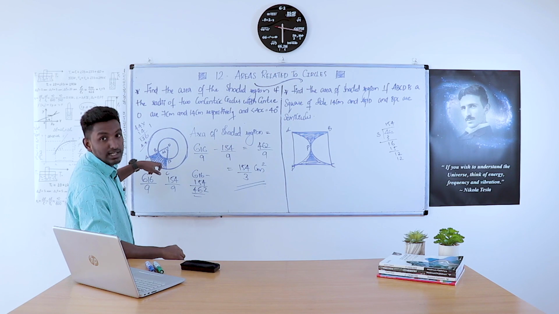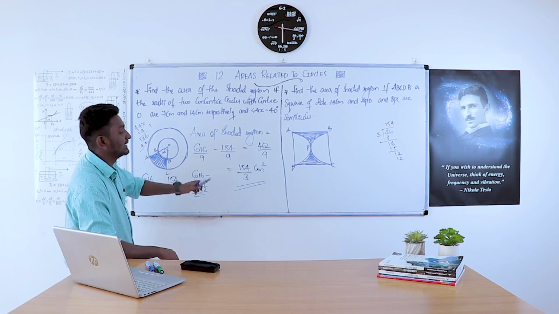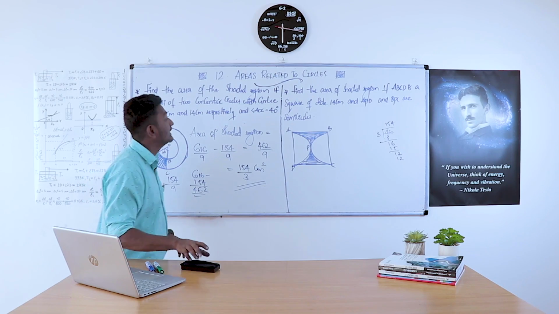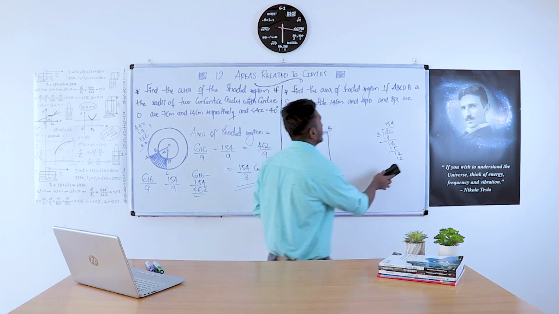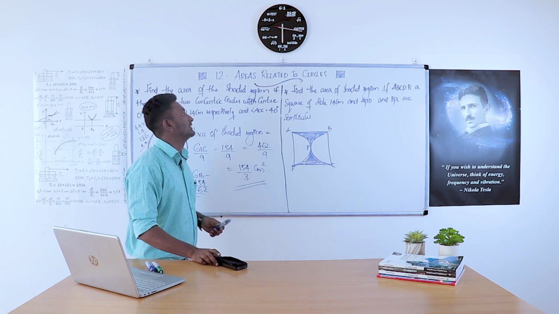Just find the area of the larger sector, then find the area of the smaller sector, and take the difference of these two. So the area of larger sector minus area of smaller sector gives the area of the shaded region, that is 154 divided by 3. Now moving to the next question. This is also where we need to find the area of shaded region.